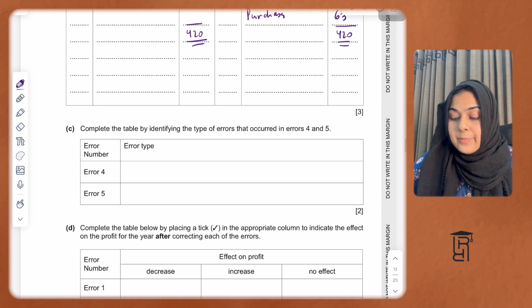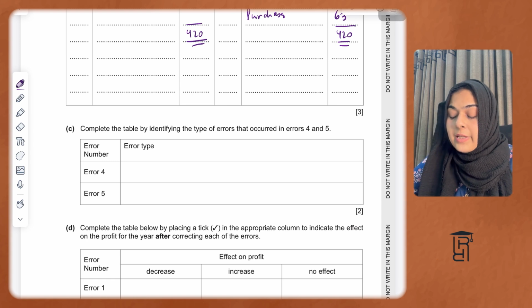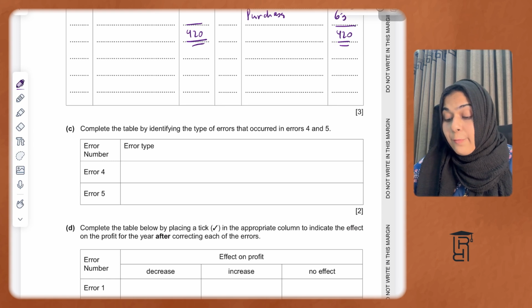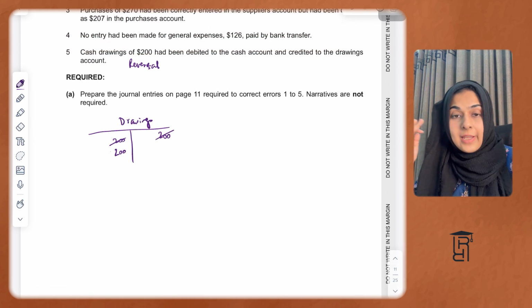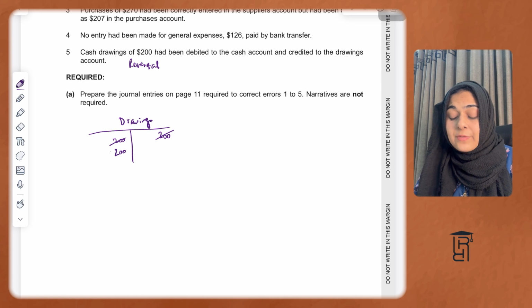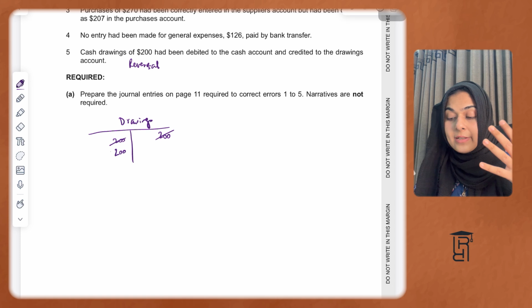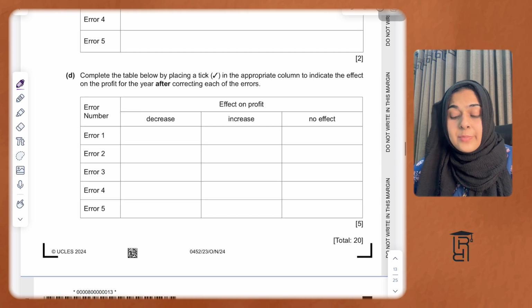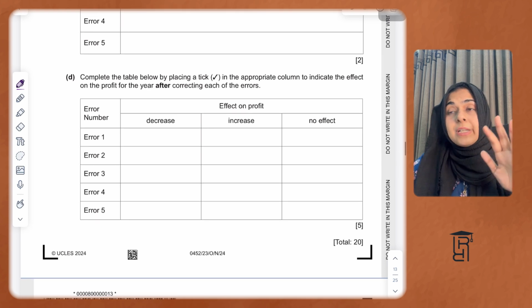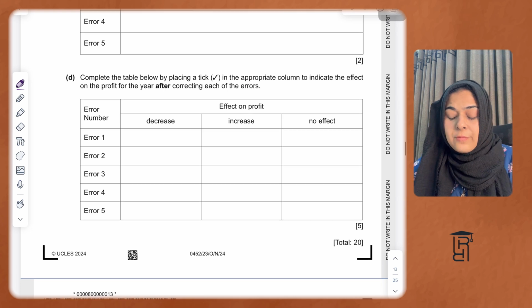Now they are saying complete the table by identifying the types of errors that occurred in errors 4 and 5. So I have done that already. Error number 4 was an error of omission because they haven't made any entry for general expenses that they have paid by bank transfer. Error number 5 is reversal because the correct double entry for recording cash drawings is drawings account debit, cash account credit, but they did cash account debit and drawings account credit. So this is a clear error of reversal. So I will write reversal for error number 5 and omission for error number 4.